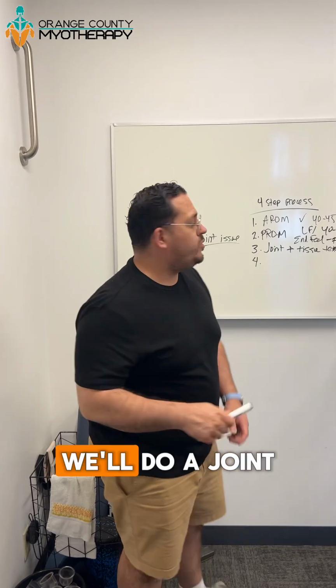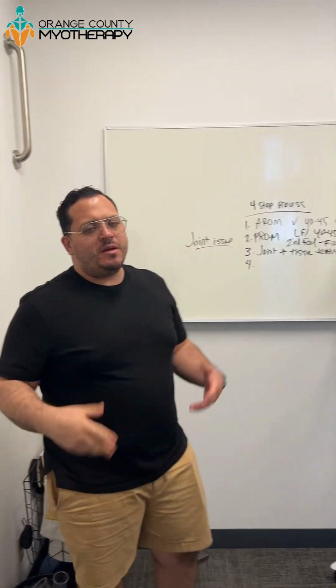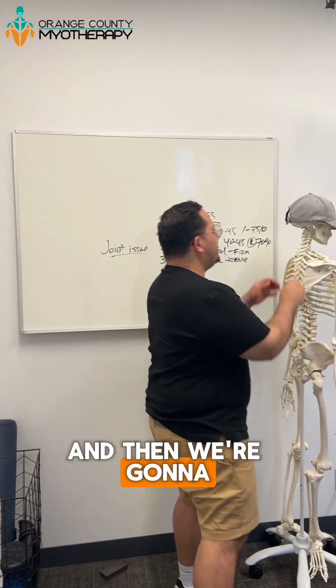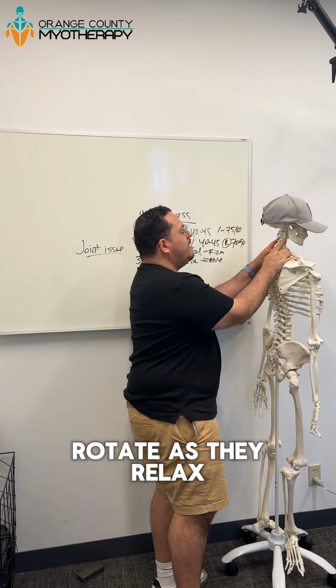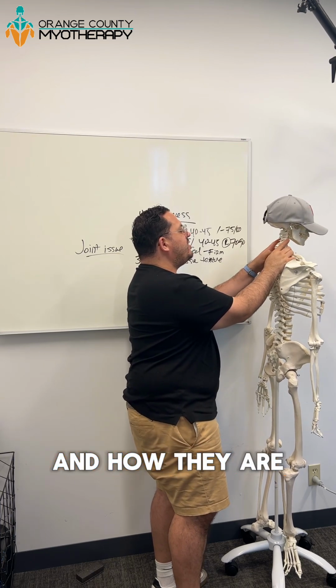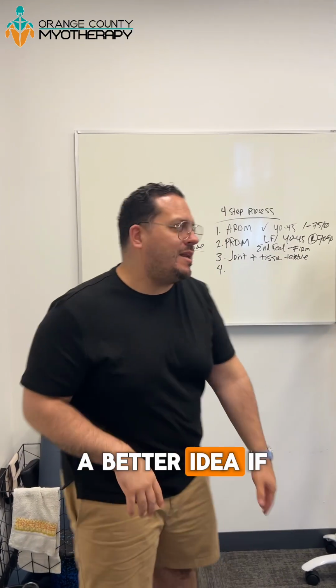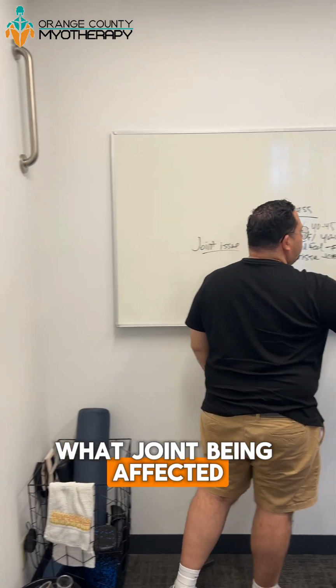Once we're done with that, we'll do a joint and tissue texture assessment. All we're really going to do is have them lay on the table, and then we're going to assess the joints in their neck. We're going to have them rotate as they relax. We're going to see how the joints are moving and how they are translating along the spine. That's going to give you a better idea, if there is a joint issue, of which joint is being affected.